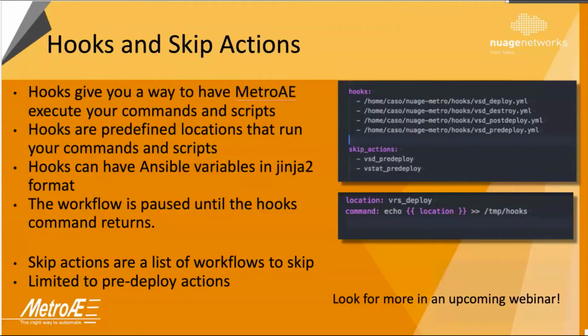Skip actions is basically a way to say, hey, there are certain things that I don't want you to do, Metro. There are things that you're normally going to do, and I don't want you to do them. And so you can list the actions so it'll skip. This way, you can say there's something I don't want you to do, but I don't want to go through the low-level playbooks. I just want to say install everything. And so that's what skip actions allows you to do. In the current release in 3.4, it's currently limited to only the pre-deploy actions. And we'll talk a little bit more about exactly what that means on the next slide.